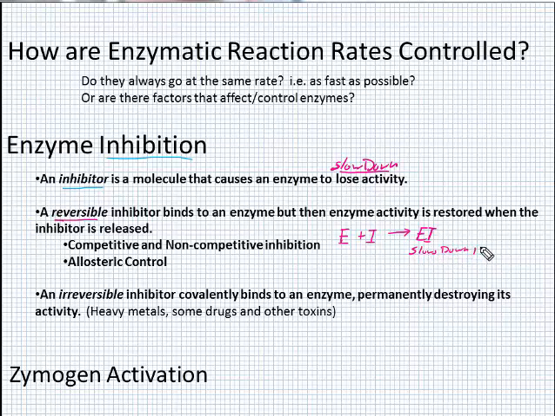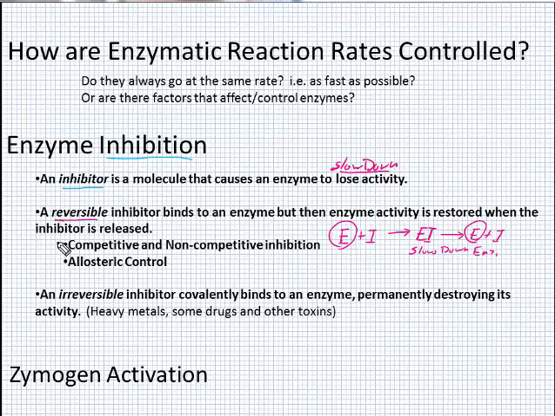And then the inhibitor can come off again, and you have the free enzyme back just as you started with, fully active. Okay, so that's what we mean by reversible. You can have the inhibitor bind the enzyme, but then come off and release active enzyme again.